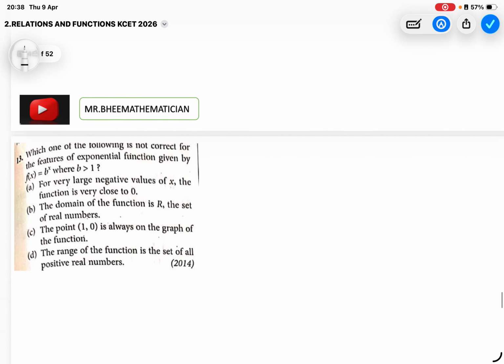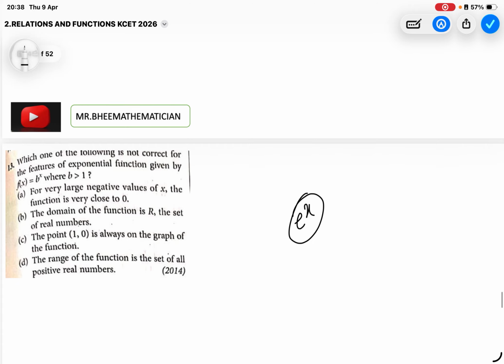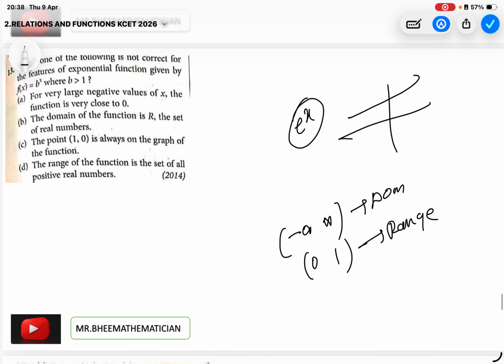And check this relation, e to the power x. Its domain is minus infinity to infinity. Range is 0 to infinity. You should remember this one: domain, and this is range, and the graph cuts at 0 comma 1. The point 1 comma 0 they have given as always on the graph of the function, that is wrong. The range of the function is the set of all positive numbers.